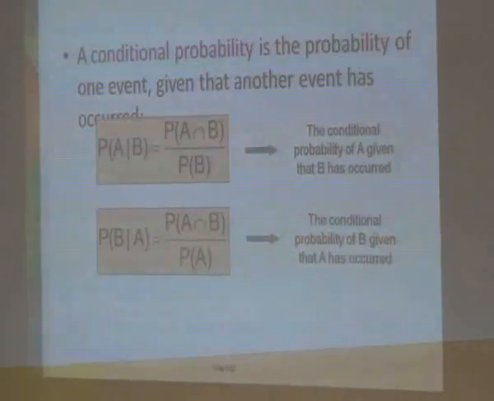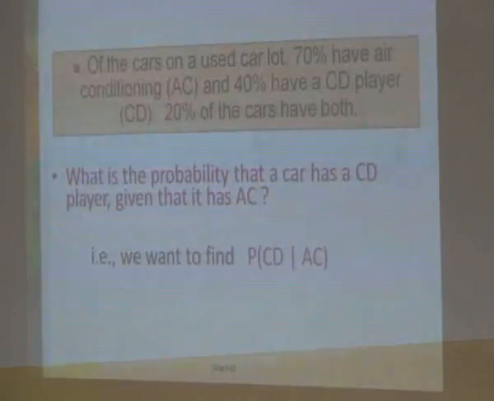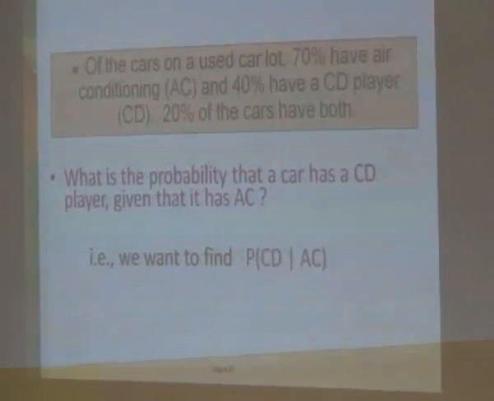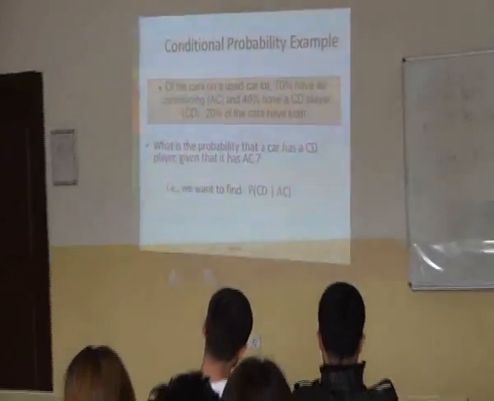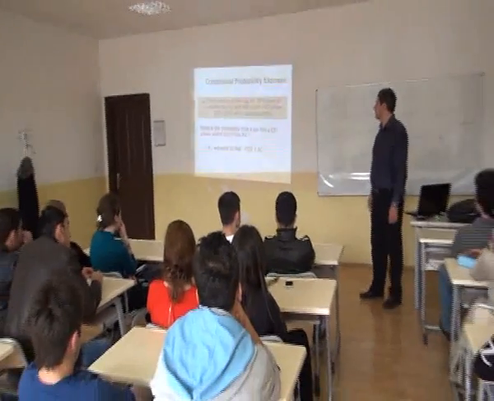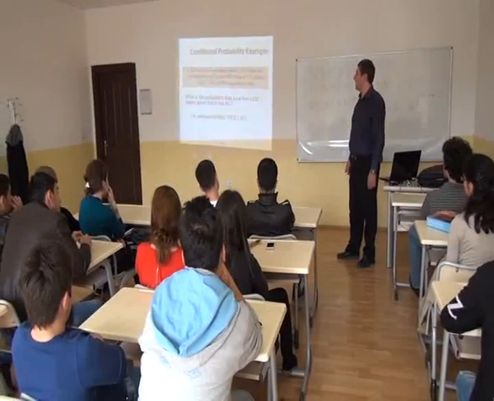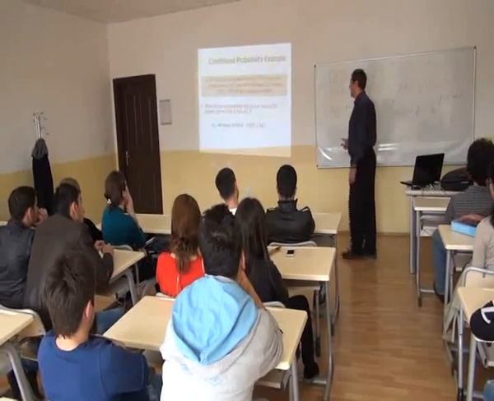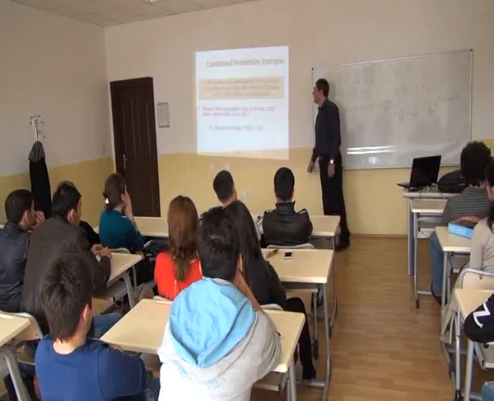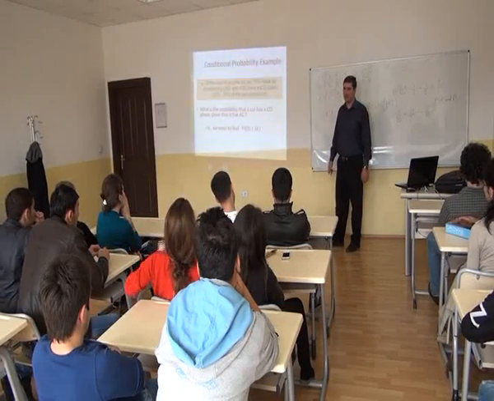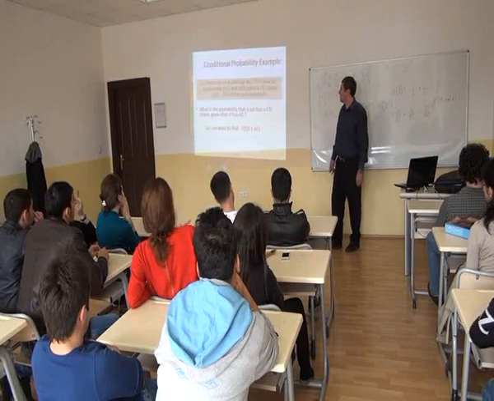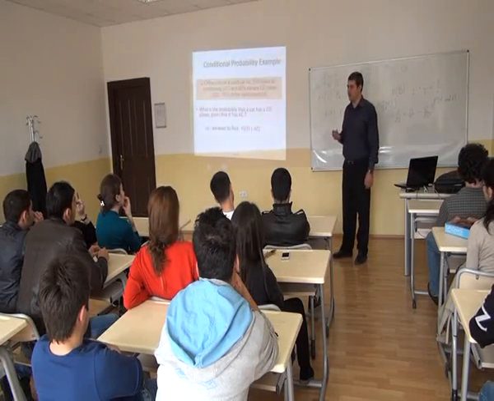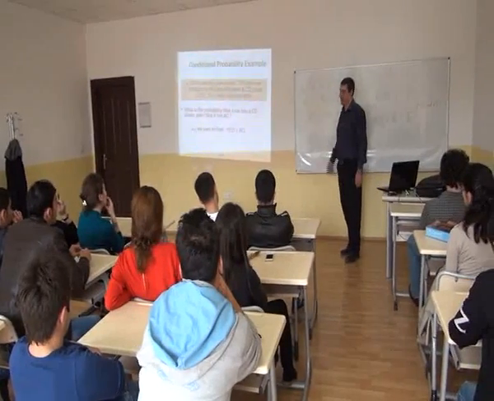Now, in order to calculate these probabilities, we need to have some information, and we need to consider this example. What does this example say? Of the cars on a used car lot, 70% have air conditioners, and we denote air conditioner by AC. And 40% have CD players, and just 20% of them have both CD players and air conditioners.